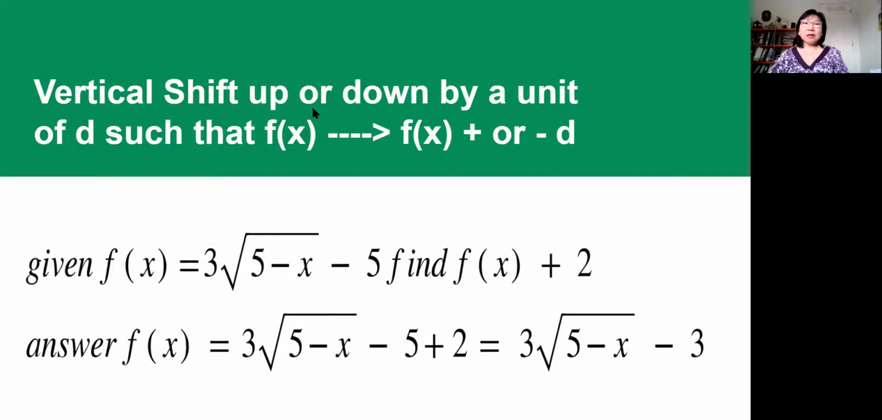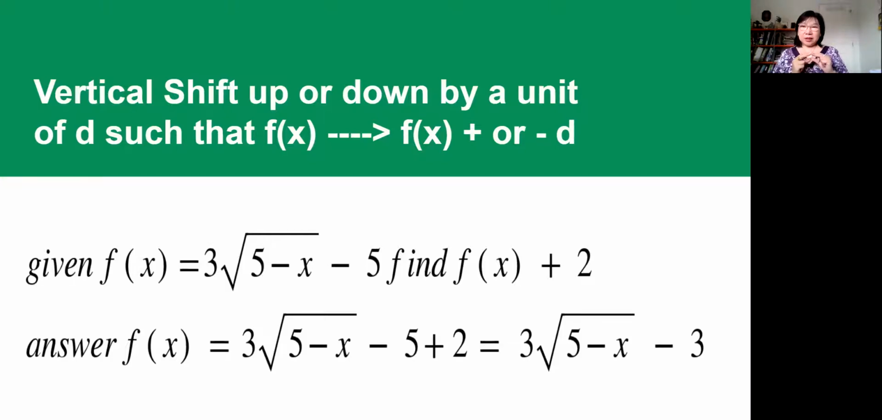The vertical shift up or down by a unit of d, such that f of x will transform into f of x plus or minus the unit d. So let's say you have a function with the y-coordinate like this, and you shift the function, you will move the whole function up. So the shape of the function is not changing. It's just like a translation. So you move the whole shape up by 5 units or 10 units, it's up to you. Or you can move it down by 5 units or 2 units.